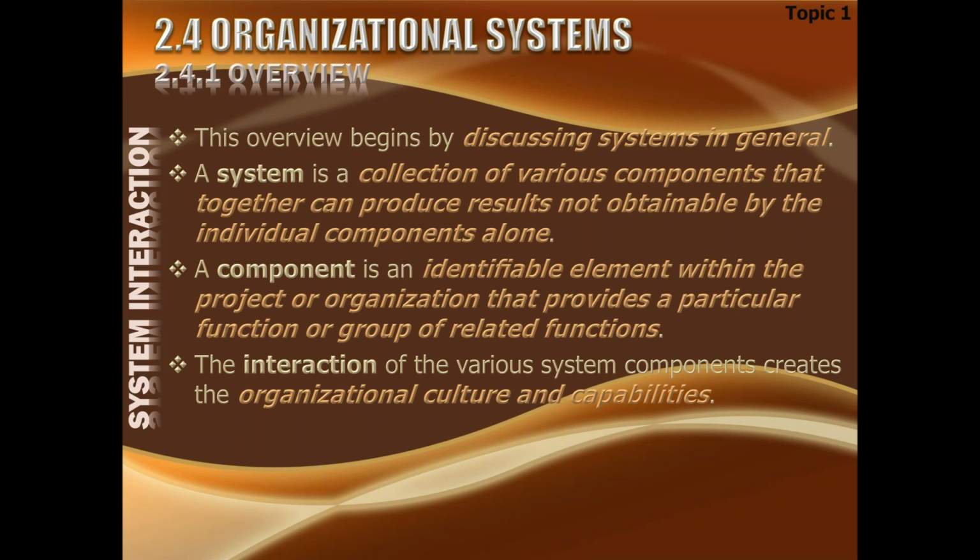could have done. So an individual component is an identifiable element within the project or organization that provides a particular function or group of related functions. The interaction of the various system components creates the organizational culture and capabilities. Now, this is a very important statement. You have a number of components in your organization, and the way they interact with each other will actually define the culture of the organization and the capability. The organizational culture evolves out of how the components are placed together.